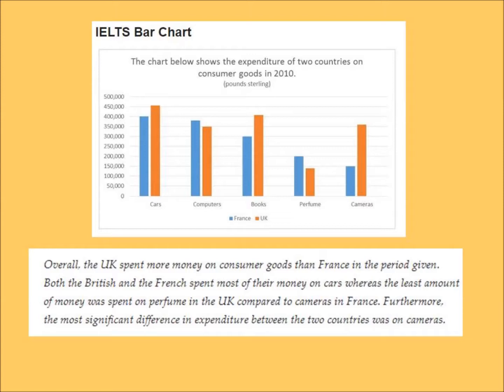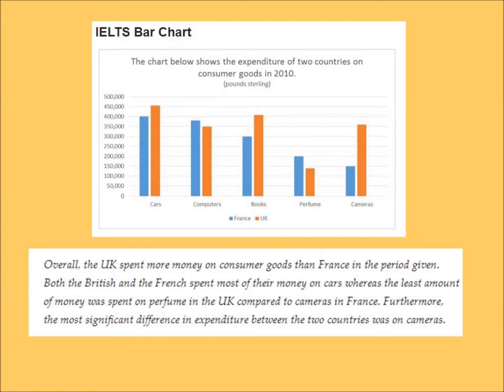Overall, the UK spent more money on consumer goods than France in the period given. Okay, that is one thing that you can notice. So it says the UK spent more money on consumer goods than France in the period given. So it is not always the case; in terms of computers and perfumes, it is the other way around. But anyway, as an overall trend, it can be identified that the UK spent more money on, generally speaking, consumer goods than France in the period given.